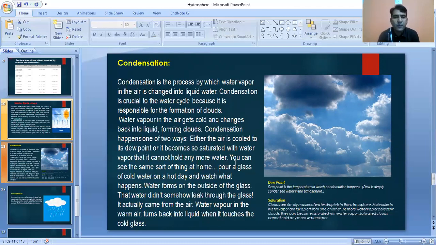It is similar to, for example, when you pour cold water in a glass and put that glass in a warmer area. What will happen? The outside of the glass will have droplets. Why? Because in the outer environment, in the air, there's always vapor. When the vapor finds the low temperature at the sides of the glass, it converts into droplets. Similar happens here in the condensation process.